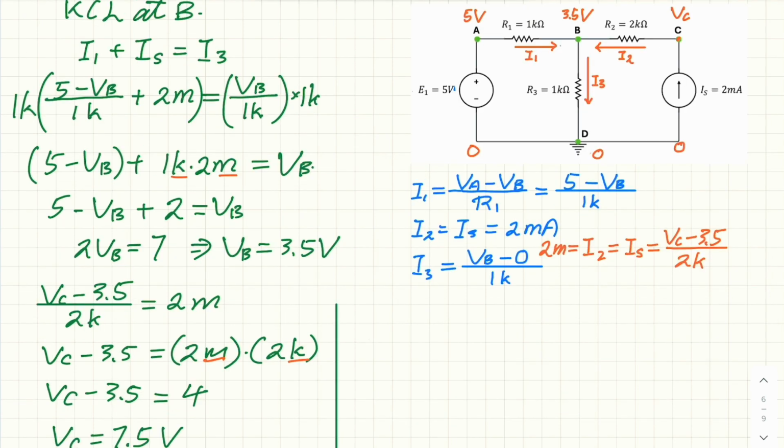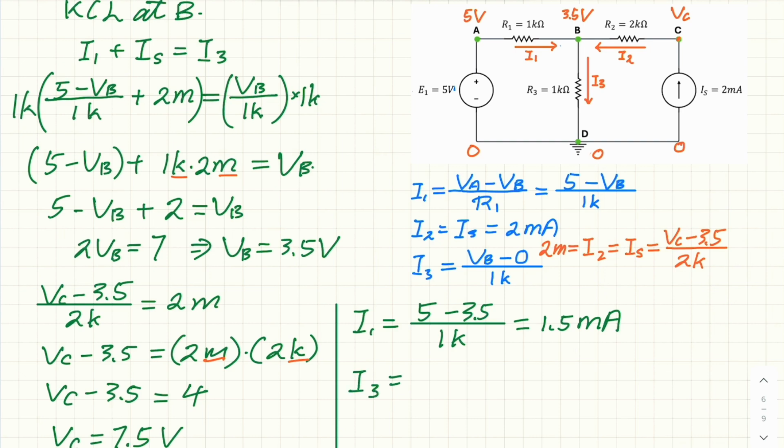Next, we want to find the current passing through R1. This is I1. I1 equals the potential difference across R1, which is 5 minus 3.5, over the resistance, which is 1K. So we'll get 1.5 milliamps. Find the current passing through R3.